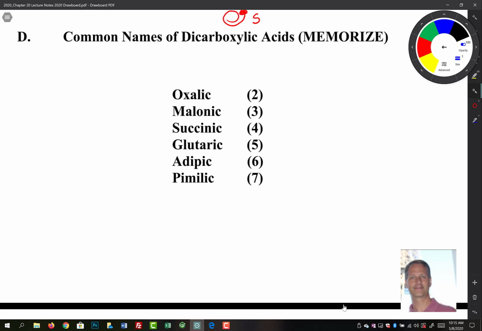So let's take a look at common names of dicarboxylic acids. These are especially important if you ever take biochemistry, or if you plan on going to medical school or pharmacy school or dental or anything like that. They pop up because they're common names of molecules that show up in things like the citric acid cycle. So it's easy to remember this. There's a little mnemonic that I'm going to show you guys.